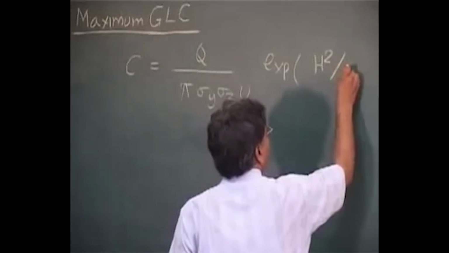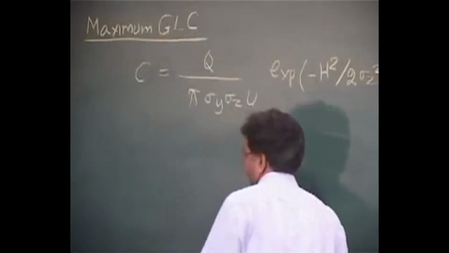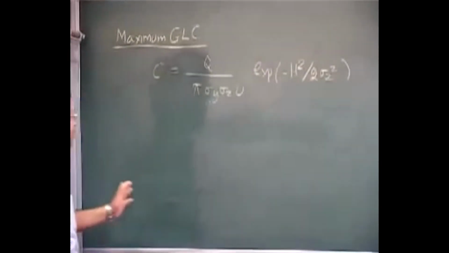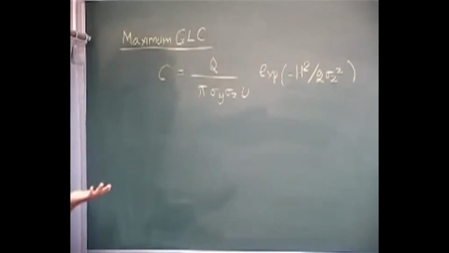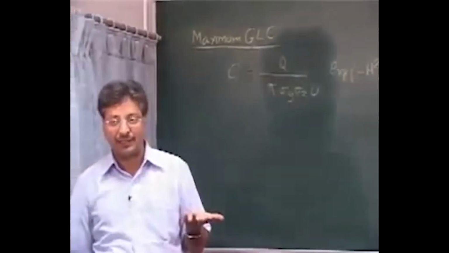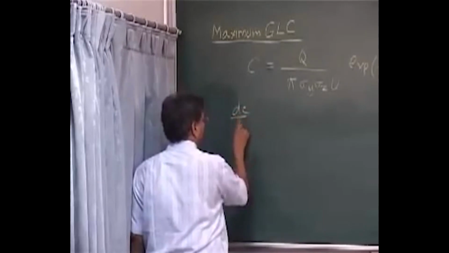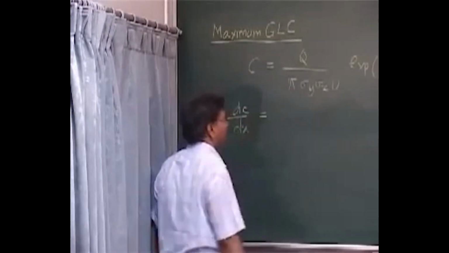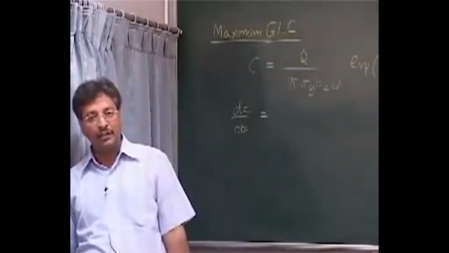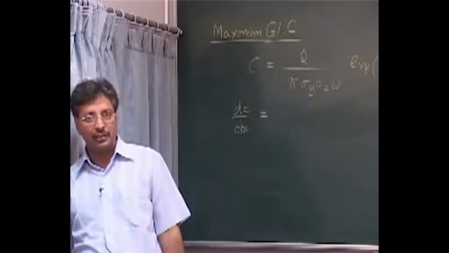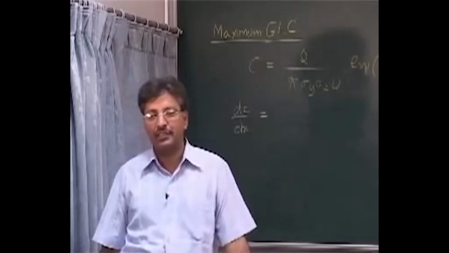What was that? H square by... Obviously I want to find out the maximum concentration with respect to my downwind distance. So I can differentiate this function with respect to x. And what are the things which are a function of x here? Sigma y, right? Sigma z. Is h also a function of x?